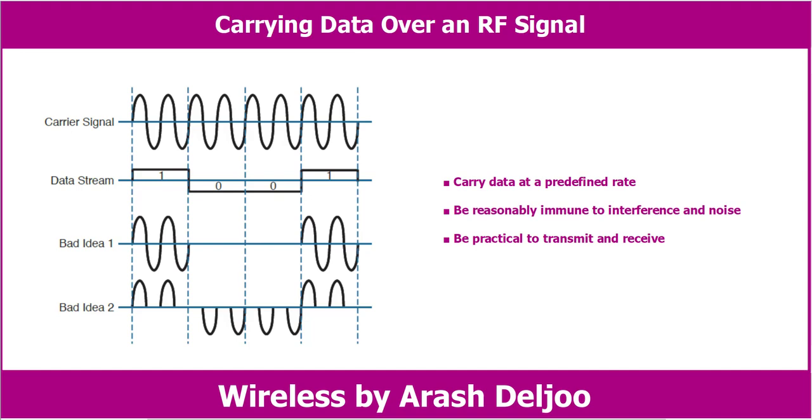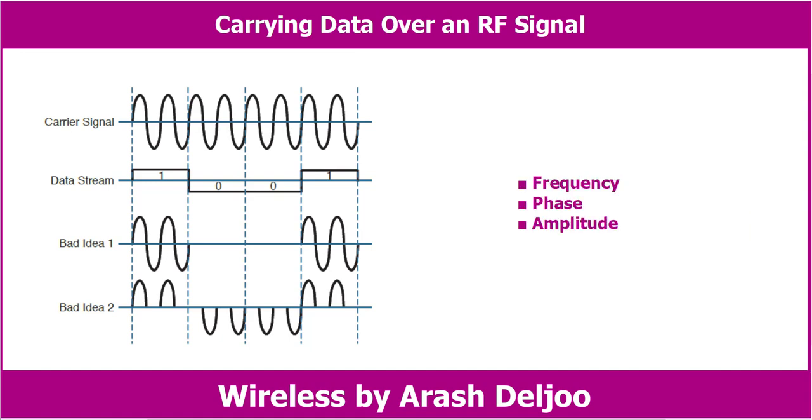RF modulation schemes generally have the following goals. First, carry data at a predefined rate. Second, be reasonably immune to interference and noise. And after that, be practical to transmit and receive. Due to the physical properties of an RF signal, a modulation scheme can alter only the following attributes: frequency, but only by varying slightly above or below the carrier frequency; phase; and also amplitude.